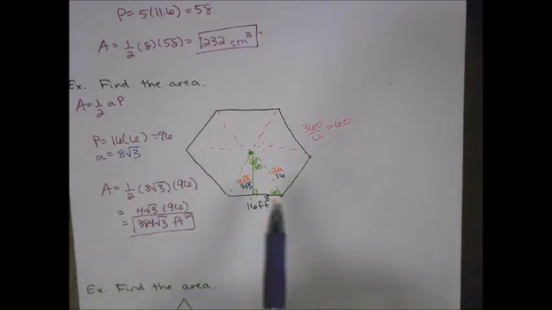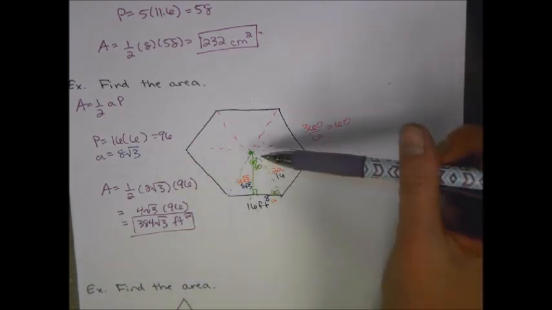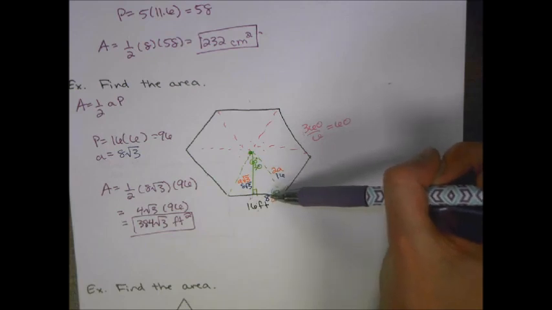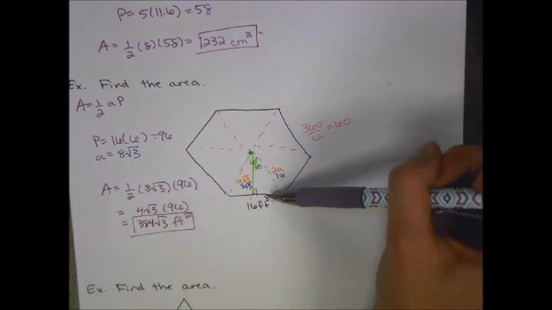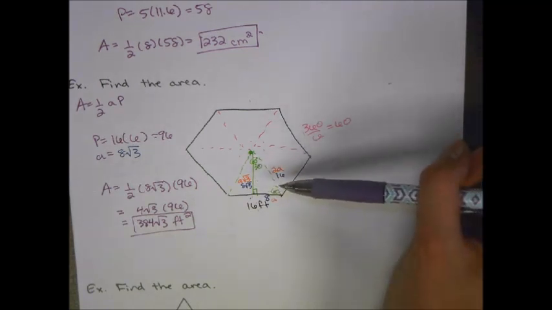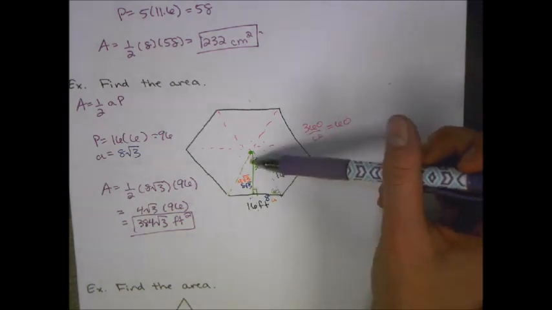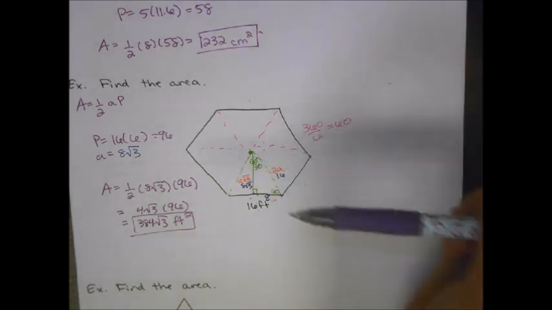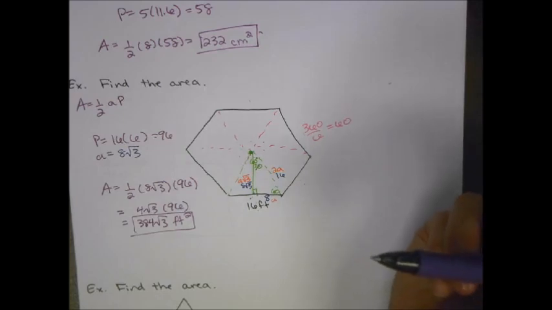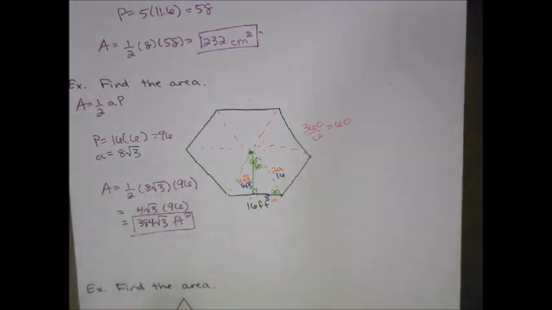Just to recap, we found this was a 30, 60, 90 triangle. Our apothem cut the side in half to 8. So we solved our 30, 60, 90 triangle. 8's across from 30. So 8 root 3 is across from 60. 16 is across from 90. This is our apothem, which is the 8 root 3. And then we can find the area.